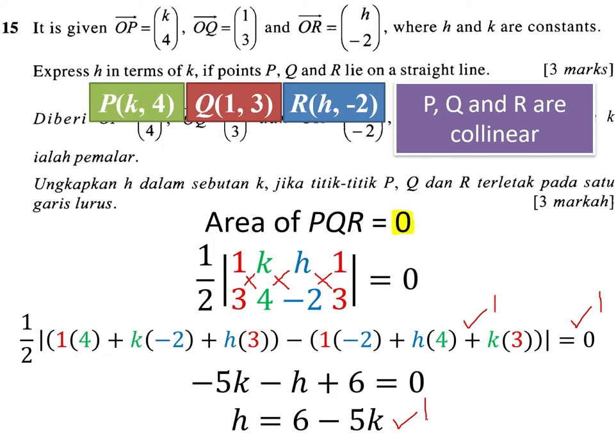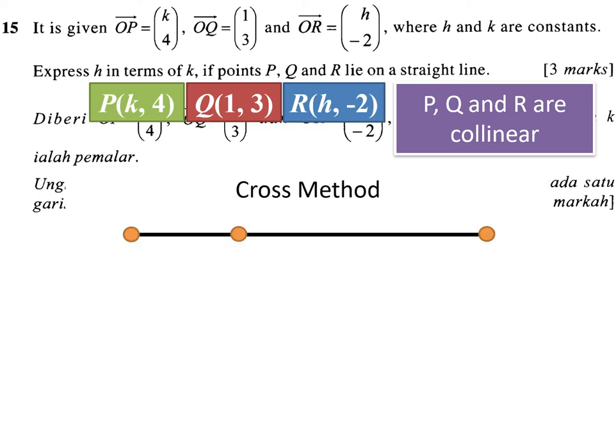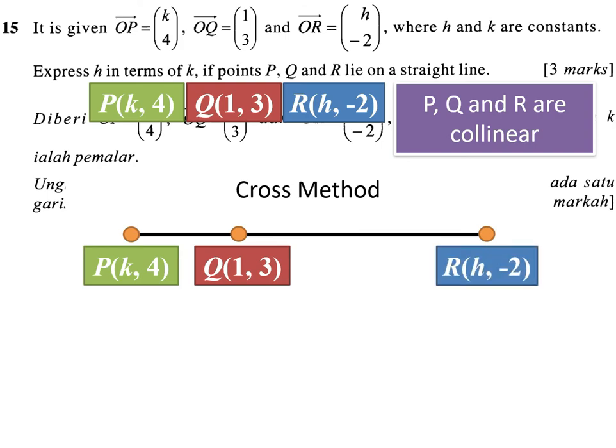Maybe some people still feel that, oh, vector method also difficult. Gradient, compare gradient also difficult. Area equals to 0, I cannot think of that during the exam. Let me introduce to you the fourth method here. The fourth method is very easy. Draw it out now, like this. See, I label my P, Q, R.